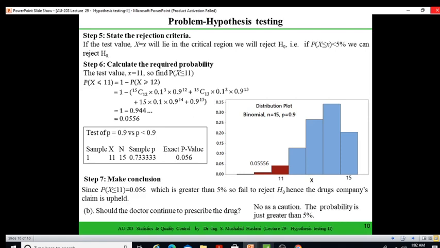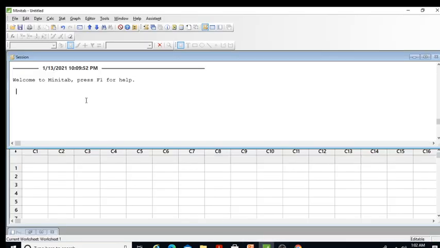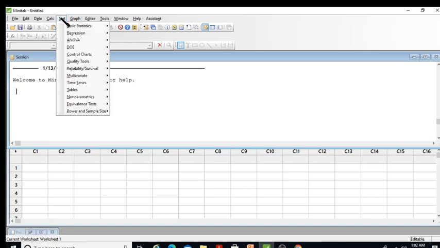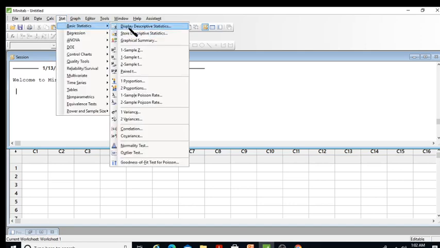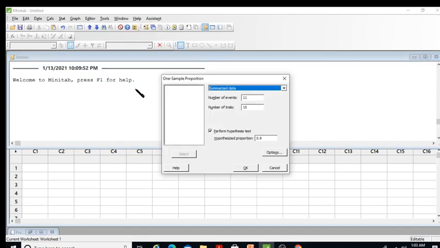Now let's see how to do the same problem using Minitab. Just go to the Stat menu, Basic Statistics, and then at the bottom, 1 Proportion. Here you determine whether the proportion of an event observed in a sample differs significantly from a specified value. If I click on that, I have two possibilities: whether we have data in a column or summarized data.